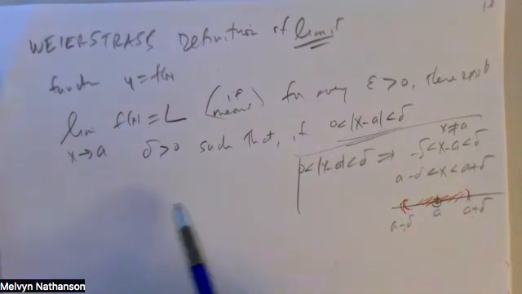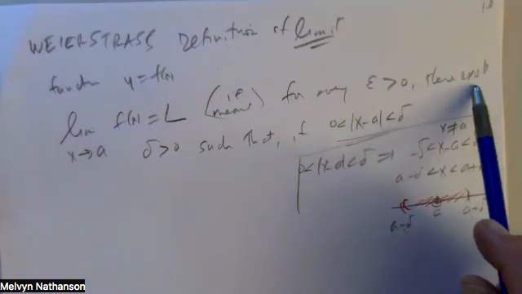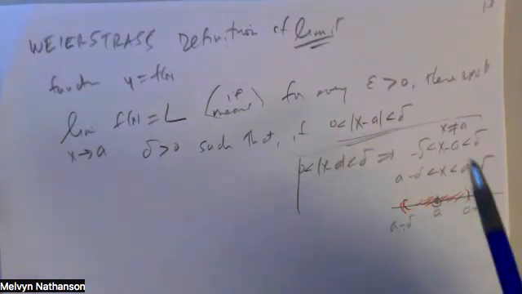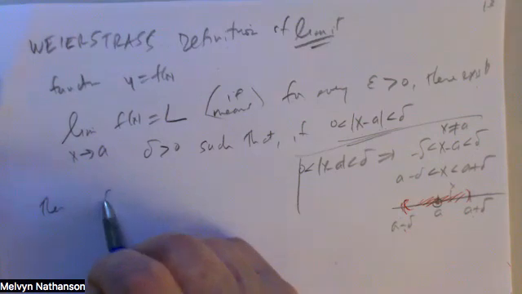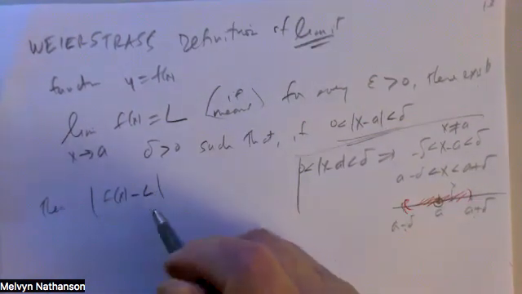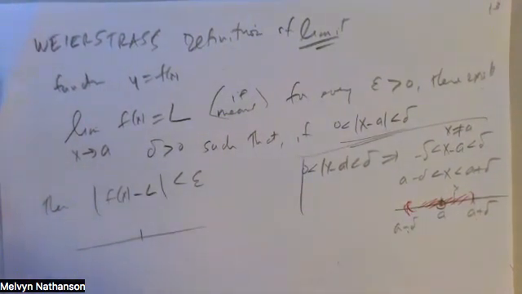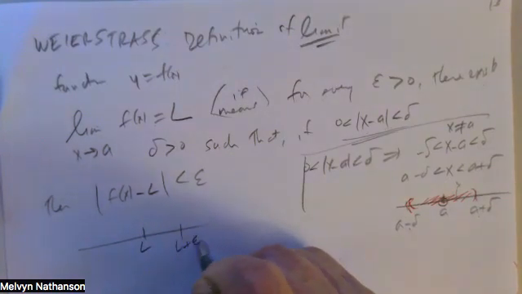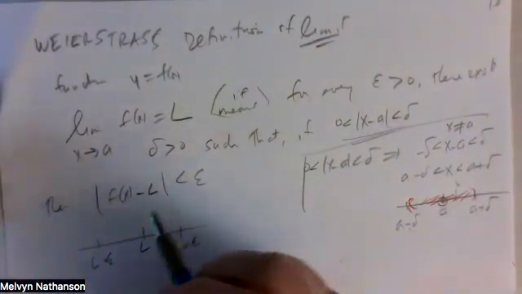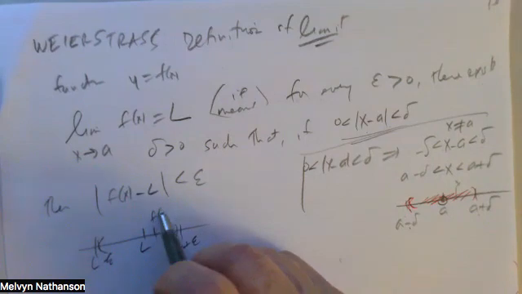So in the definition of limit, we say the limit of f of x equals L means that for every epsilon greater than 0, there's a delta greater than 0, such that if x is somewhere in this interval, then the distance from f of x to L in absolute value is less than epsilon. That means that, sorry, this is L, this is L plus epsilon, this is L minus epsilon. It means that somewhere in this interval, from here to here, you have the f of x.